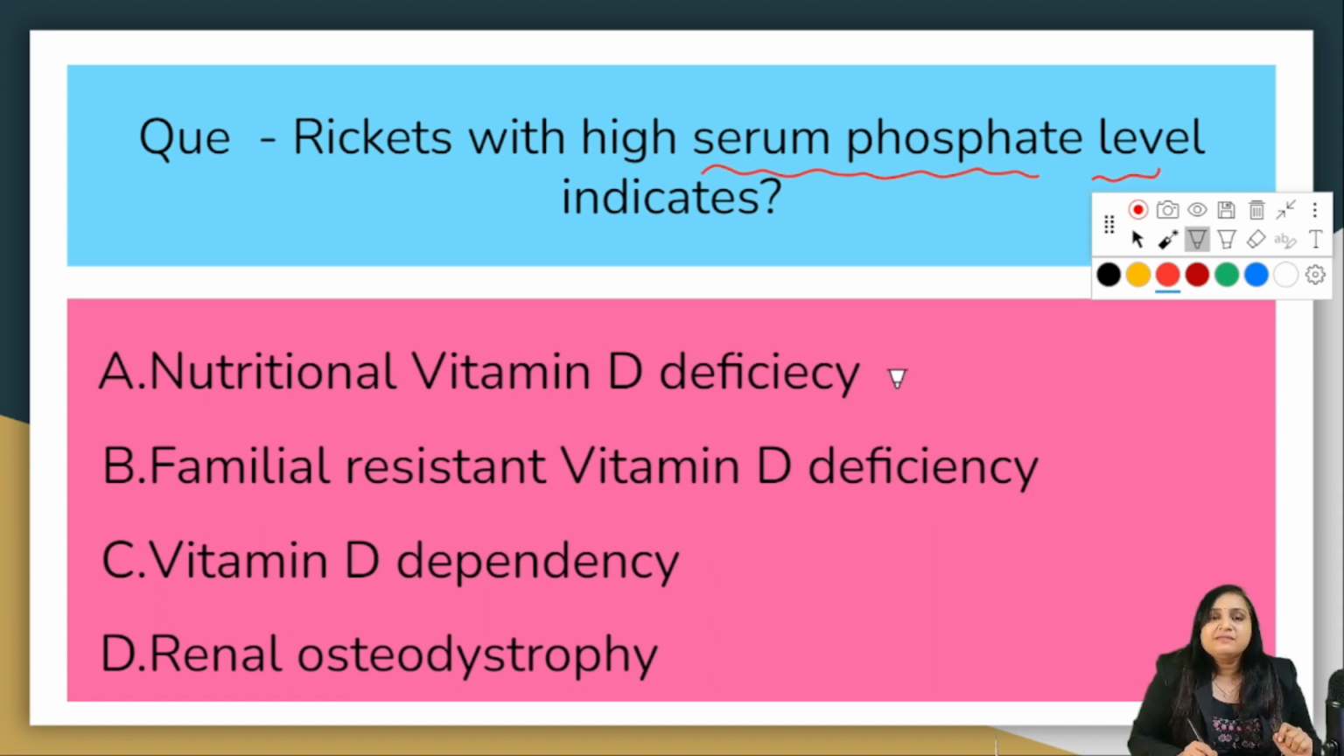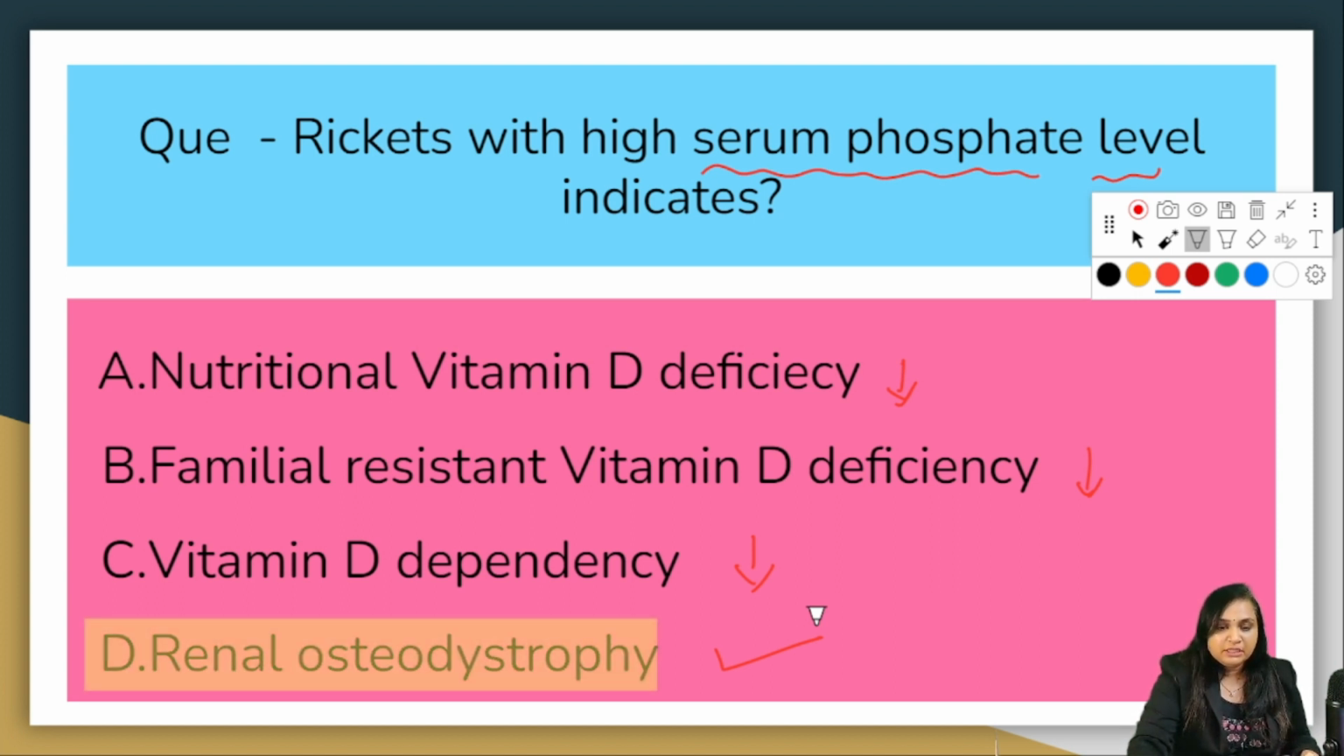High serum phosphate level is seen only in one condition, where the kidney is not able to remove the phosphate, and that is seen in a patient of chronic renal failure, renal osteodystrophy. Nutritional vitamin D deficiency will have a reduced serum phosphate. Familial resistance also will have a reduced level. Vitamin D dependent will have a reduced level, but renal osteodystrophy will have rickets with a higher serum phosphate concentration. So the correct answer is option D, renal osteodystrophy.